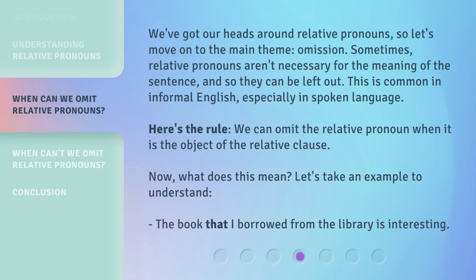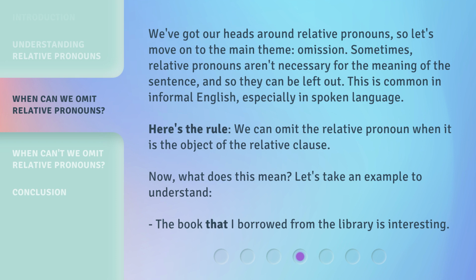We've got our heads around relative pronouns, so let's move on to the main theme: omission. Sometimes, relative pronouns aren't necessary for the meaning of the sentence, and so they can be left out. This is common in informal English, especially in spoken language. Here's the rule. We can omit the relative pronoun when it is the object of the relative clause. Now, what does this mean? Let's take an example to understand.